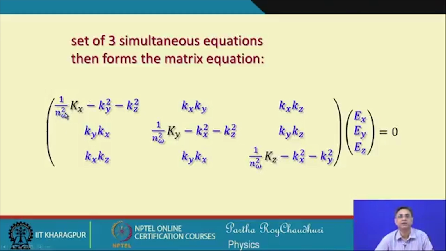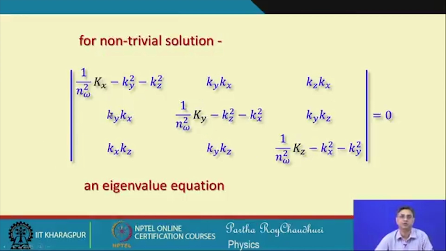So, 1 by n omega square Kx minus ky square minus kz square, and a similar term here in all diagonal positions, and kx ky, ky kx, kz kx, kz ky. So, they will be occupying the off-diagonal positions. So, this matrix equation will be the characteristic equation which will represent the behavior of the anisotropic medium.